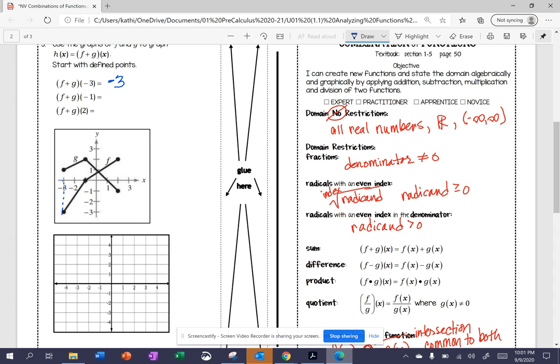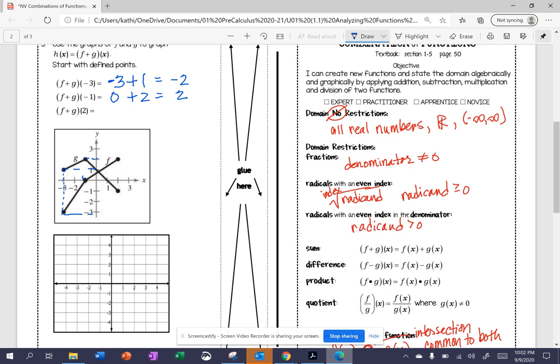And what is g at negative 3? G at negative 3 is 1. So I'm adding negative 3 plus 1. So I get negative 2. So f at negative 1 is 0. And g at negative 1 is 2. So I'm adding 0 plus 2, and I get 2.